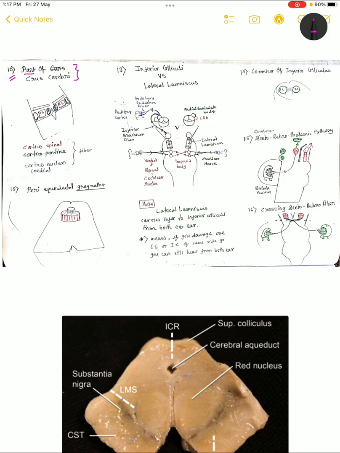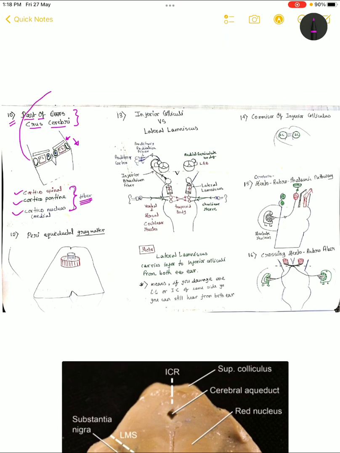Here I have just written down the parts of the crus cerebri. The crus cerebri is our anterior part of the midbrain, no doubt. So this is our substantia nigra, and anterior to the substantia nigra, what are you going to find? All the downgoing fibers. I just told you about the downgoing fibers: corticospinal, corticopontine, and corticonuclear. And this is the arrangement. Now I'm going to enlarge this one here, and I'm going to draw only one side.